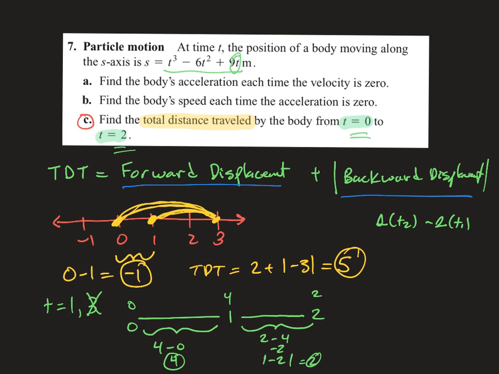So my total distance traveled is 4 plus 2, which is 6 meters. Total distance traveled is 6 meters. Oops, I'm trying to cross my problem out here instead of highlight it. 6 meters for our total distance traveled. And remember, total distance traveled is your forward displacement plus the absolute value of your backward displacement. And as long as I know where I stopped, I just do the displacements on each of those intervals, and I can figure out if I was going forward or backwards and decide when to take the absolute value. If it's negative, it means I went backwards, so I took the absolute value.